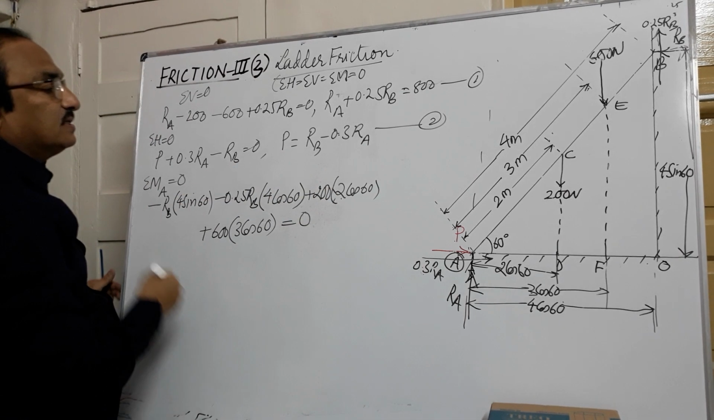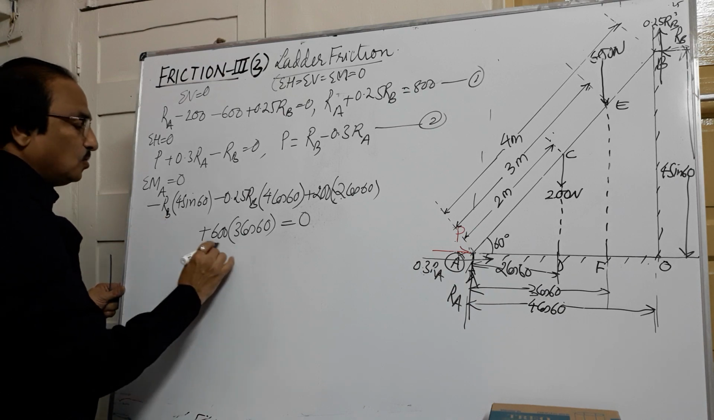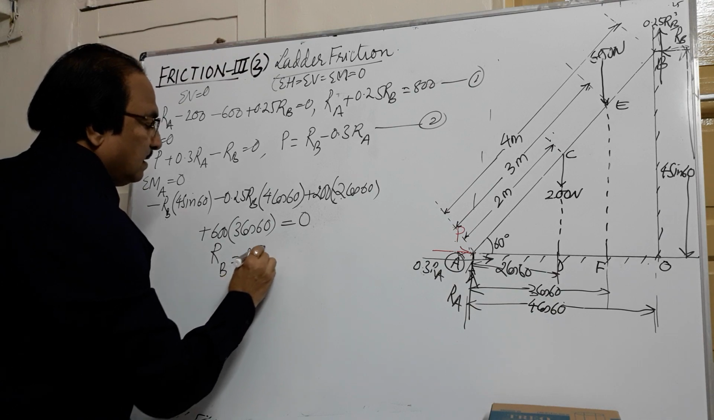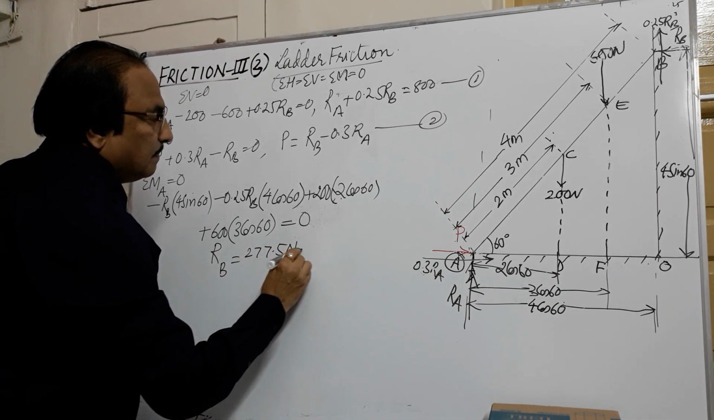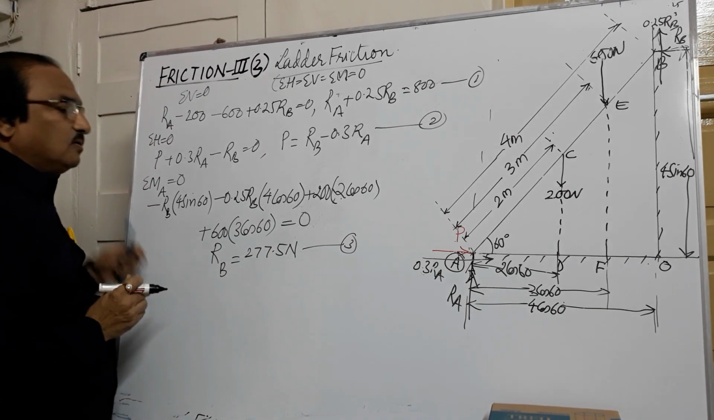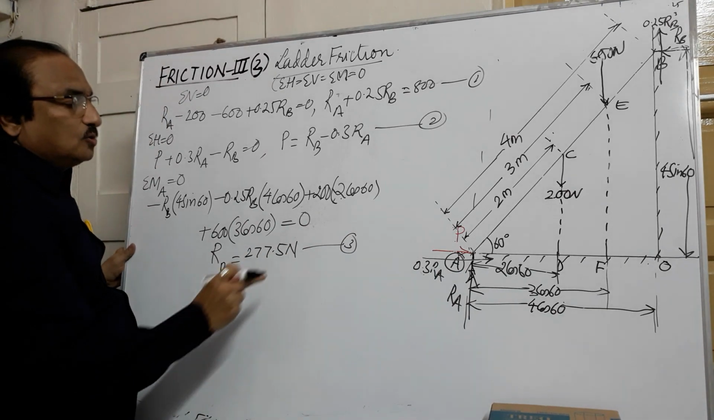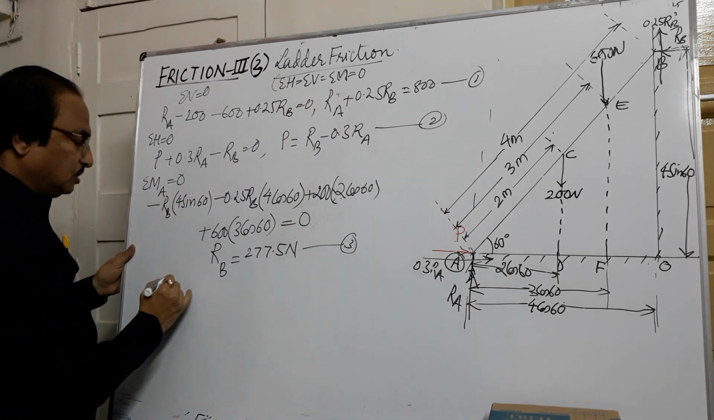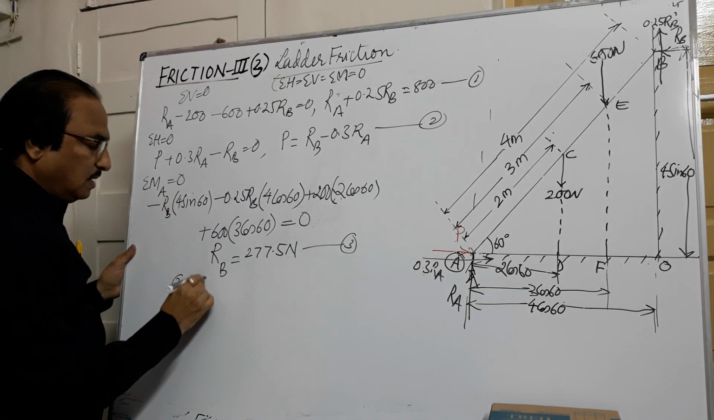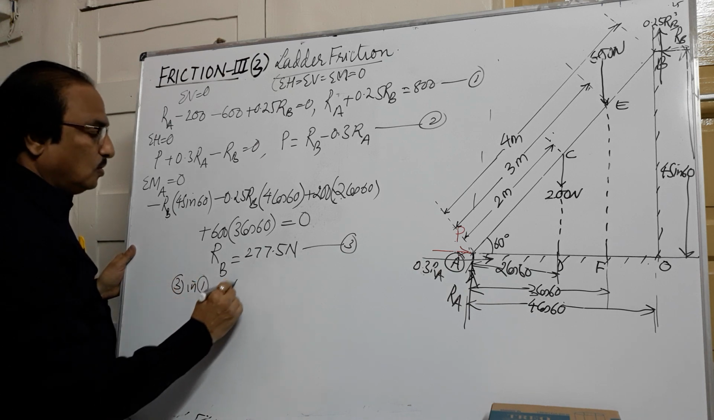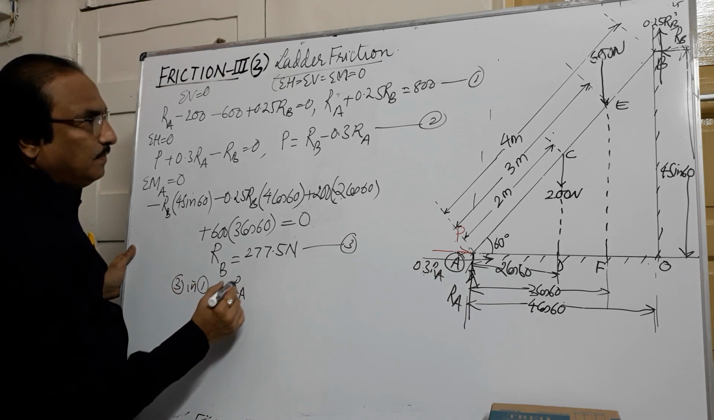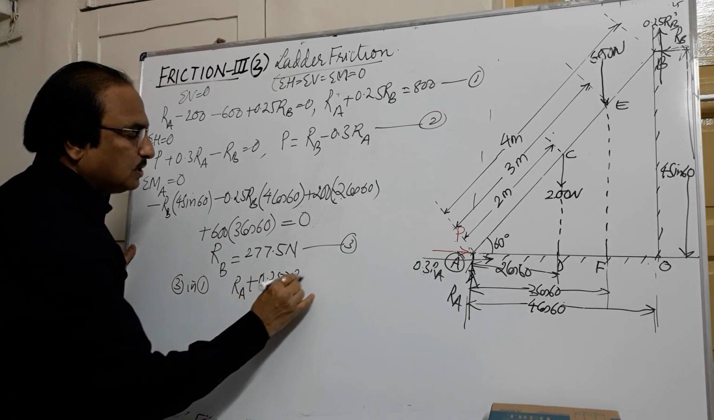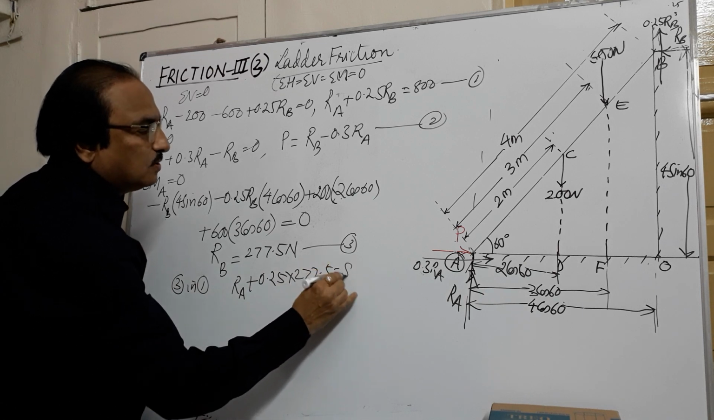If you simplify this, the only unknown here is RB. So RB will be equal to 277.5 Newton. So let us substitute this in 1 so that I get RA. So substituting 3 in 1, RA plus 0.25 RB, with RB as 277.5, is equal to 800.